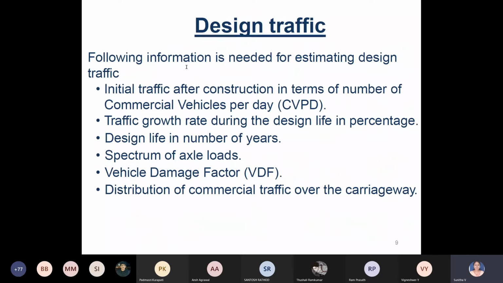So for design traffic, the following information is needed for estimating it: the initial traffic after construction in terms of the number of commercial vehicles per day, that's called CVPD. Commercial vehicles per day means if the weight of the commercial vehicle is more than 3 tons, that alone is considered for the design.